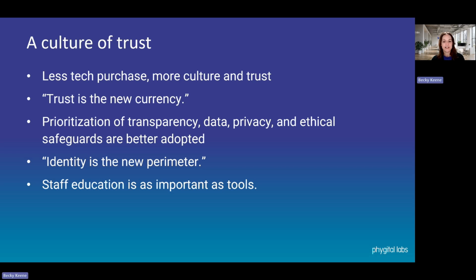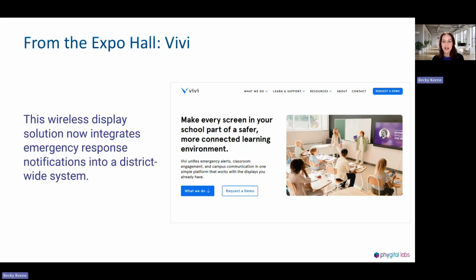All right. From the Expo Hall, I'm going to highlight Vivi. Vivi is a tool that I've been connected to for quite a while now. It's a wireless display solution. But one of the things I really appreciate about Vivi in this cybersecurity theme that I'm talking about right now is that it now integrates an emergency response notification. So from a district-wide system or even from a front office, anyone can push out an emergency notification that will go to every single connected device.